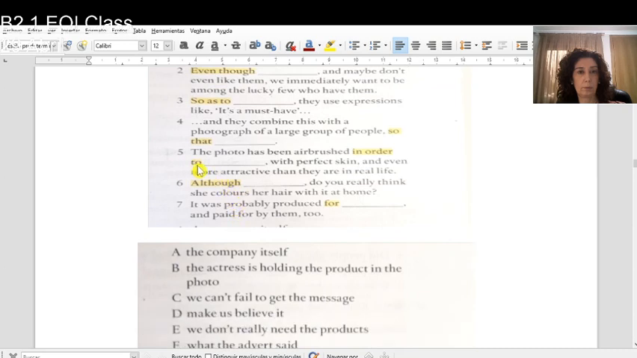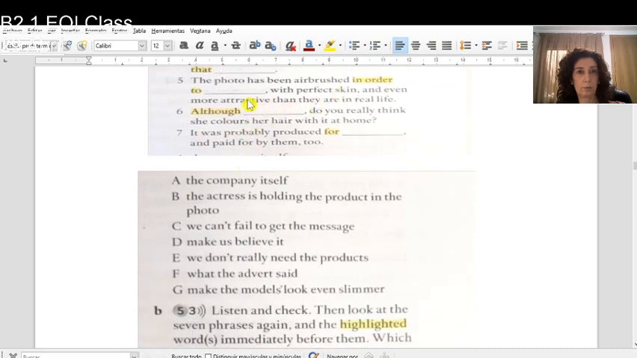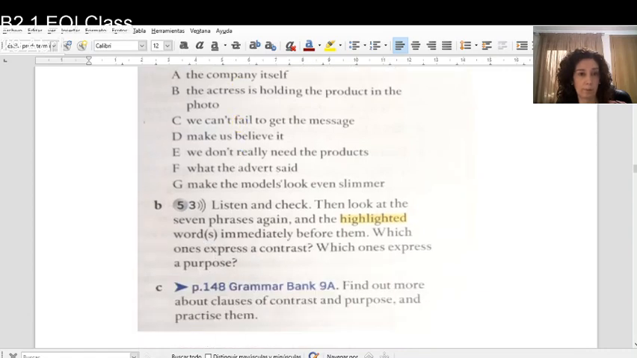5. The photo has been airbrushed in order to make the model look even slimmer, with perfect skin and even more attractive than they are in real life. 6. Although the actress is holding the product in the photo, do you really think she colors her hair with it at home? 7. It was probably produced for the company itself and paid for by them too. Listen again and complete.